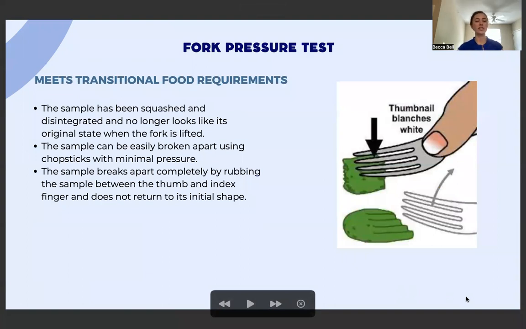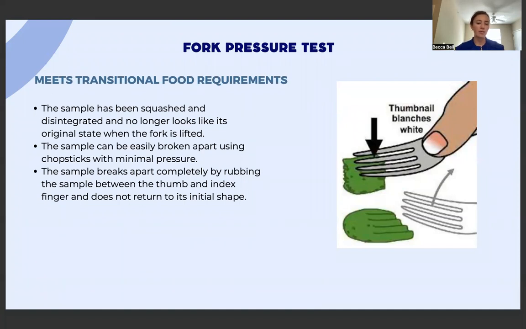The fork pressure test is used for transitional foods 5 through 7 that we'll be talking about. So that's the minced and moist, 6 soft and bite-sized, 7 easy to chew. To pass, the sample has been squashed and disintegrated and no longer looks like its original state when the fork is lifted. So you see that in the picture over there. And the thumbnail blanching white is an important detail because that is the same pressure that an individual's tongue uses when trying to chew and digest food before it's swallowed.